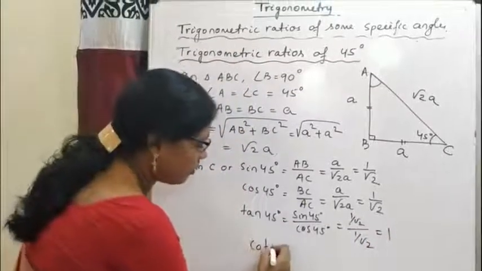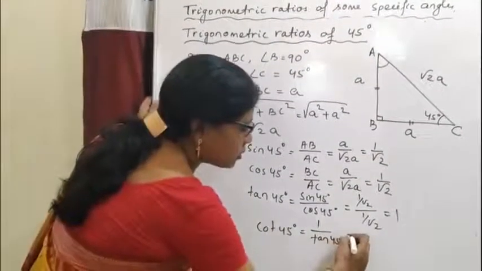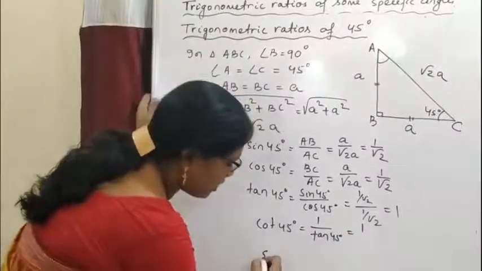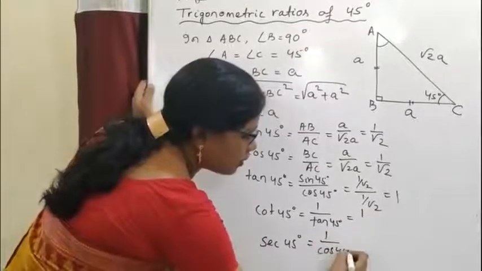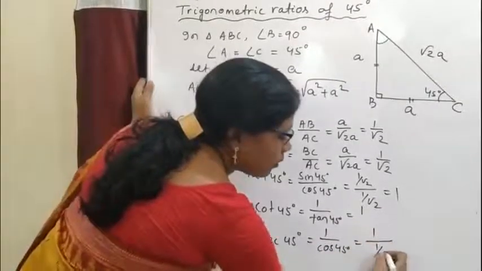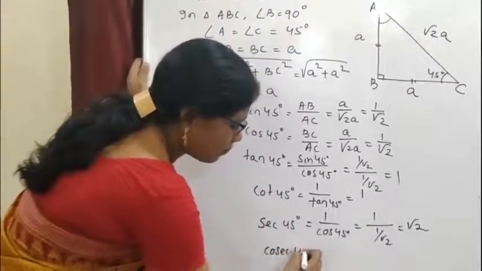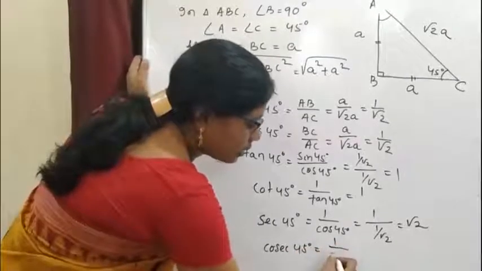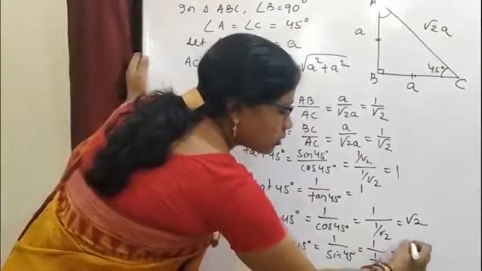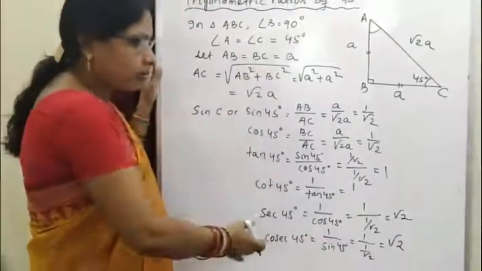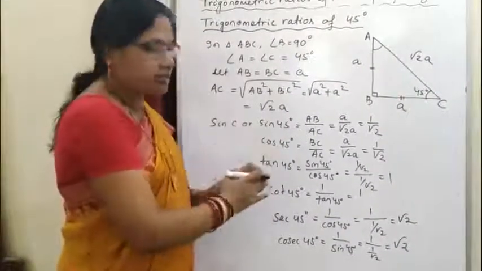Then cot 45 is equal to 1 by tan 45. So this is equal to 1. Then sec 45 is equal to 1 by cos 45 degree. So this is equal to 1 by 1 by root 2, which is root 2. Then cosec 45 is equal to 1 by sin 45. So this is equal to 1 by 1 by root 2, this is also root 2. So you have to remember all the trigonometric ratios of 45 degree. You can apply this in solving problems.